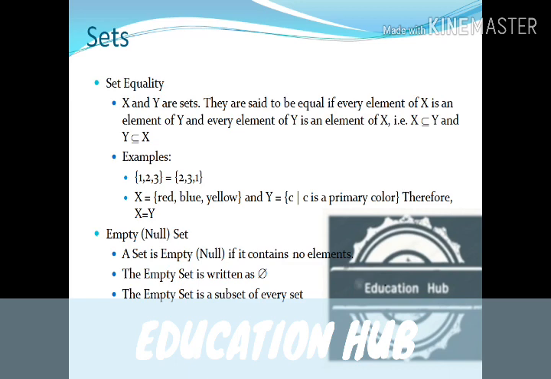Set equality: X is a subset of Y and Y is a subset of X, so X equals Y. For example, X is 1, 2, 3 and Y is 2, 3, 1. Or X is blue, red, yellow, a primary color, and Y is also a primary color. Therefore, we can say that X equals Y. The empty or null set is a set with no value, which we can denote with a null sign. For example, suppose you don't have a passport and they ask you for the passport number; then that will be a null set or empty set.